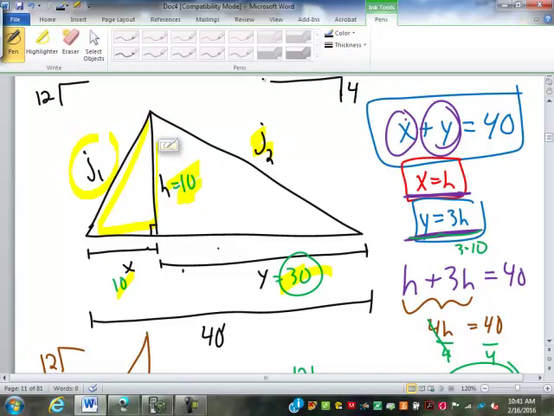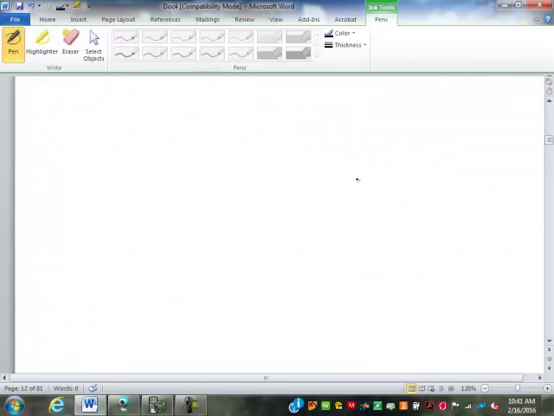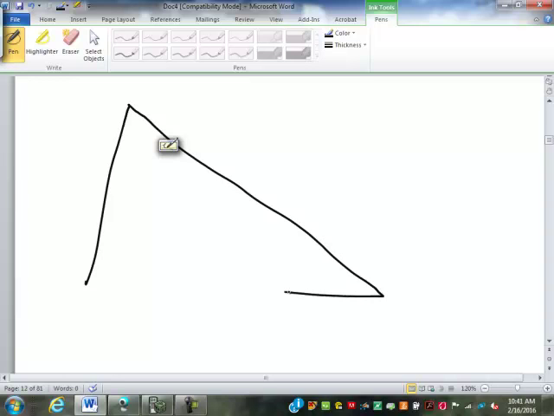So I want you guys to try one in your notes. This was a relatively simple example. I made sure it came out to nice even numbers. So let's try one in your notes. Let's give this one a 20-12 slope.